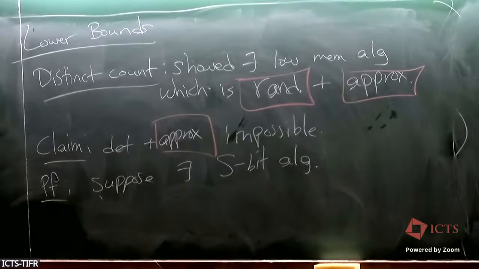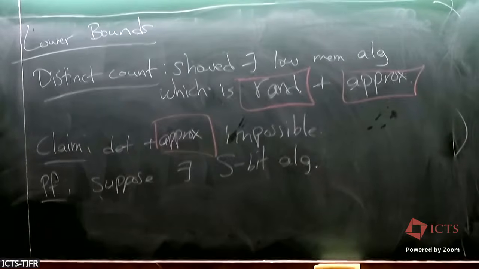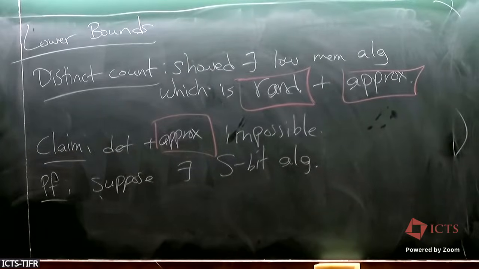Okay, so now we've done 2 things. We've done counting, we've done lower bounds. What did I promise you? I promised you frequent items, quantiles, graphs. Okay, so we can take a break.